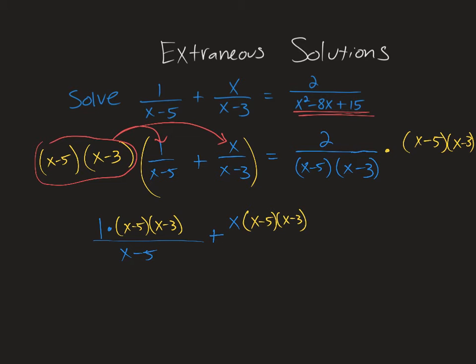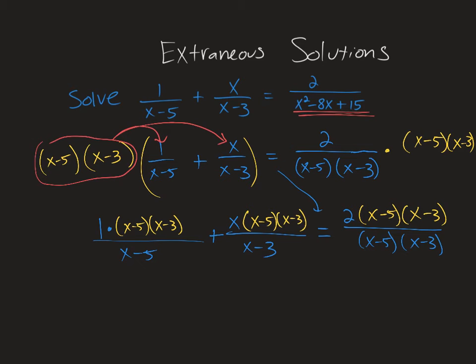All of that divided by x minus 3, and that's going to equal, so we're just pulling down that equal sign, 2 times x minus 5 times x minus 3, all of that over the original x minus 5, x minus 3. Still, we're not going to divide anything just yet, because that's actually what we're going to do in this step.